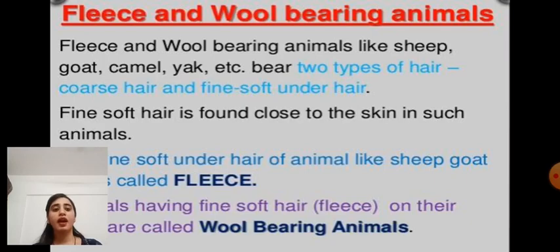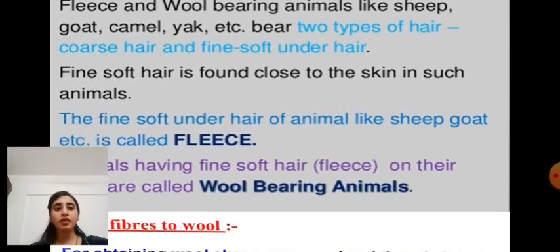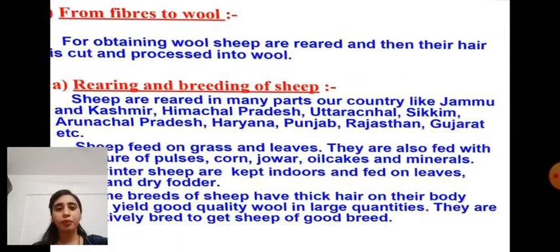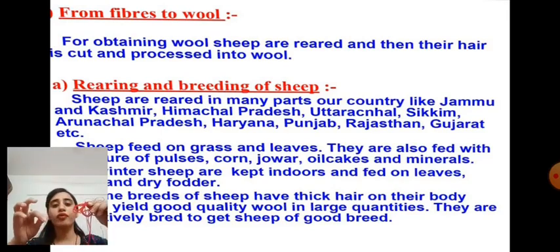Now, how do we obtain wool from animals? For obtaining wool, first sheep are reared, then their hair is cut and then processed into wool. Then we get this type of wool.